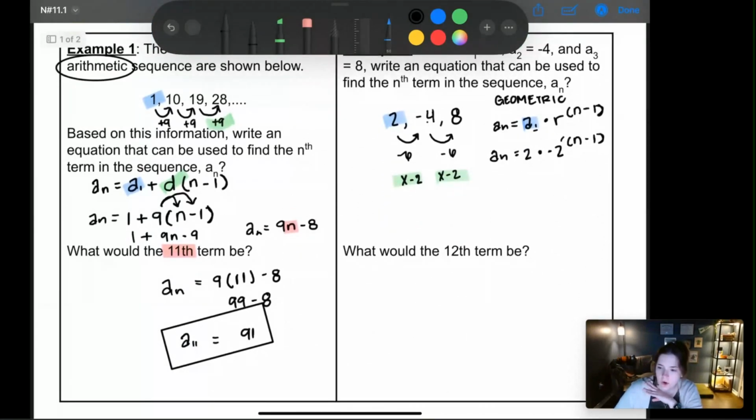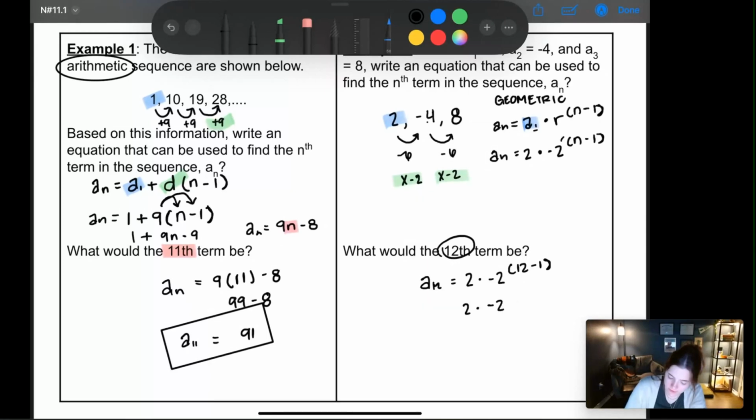Now we can plug in our nth term. So we would say that we want the 12th term, okay? And so you would say 2 times negative 2 to the power of 12, because that's what it's asking for, minus 1. Now, you might be thinking to yourself, Ms. Bailey, I can simplify 12 minus 1, and you can, absolutely, now that you have the nth term. So you have 2 times negative 2 to the power of 11, okay?